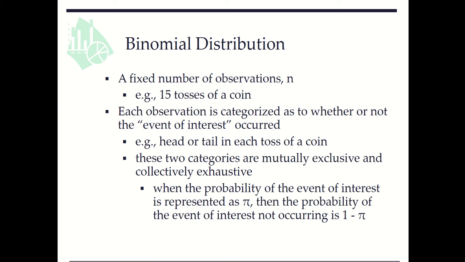The two categories are mutually exclusive and collectively exhaustive. That is, when the probability of the event of interest is represented as pi, then the probability of the event of interest not occurring is 1 minus pi.